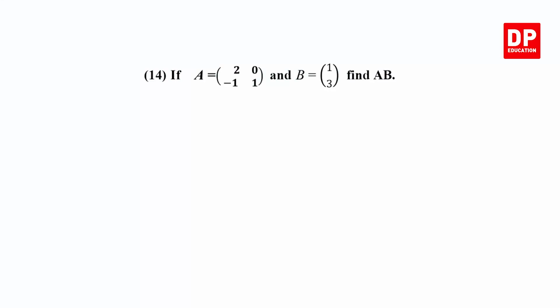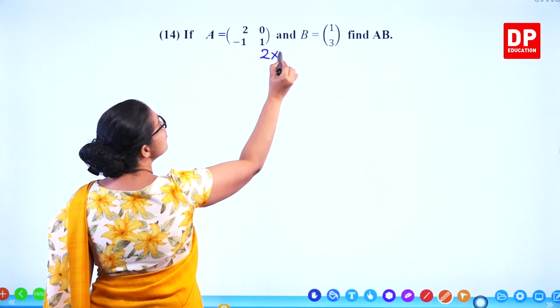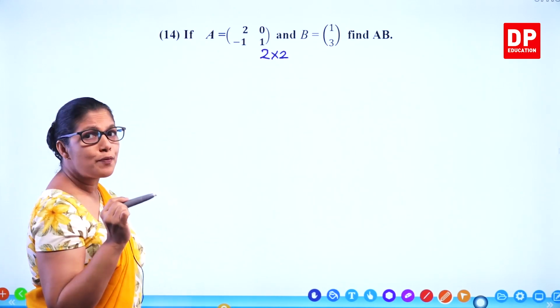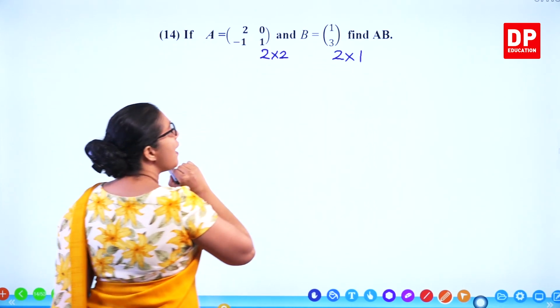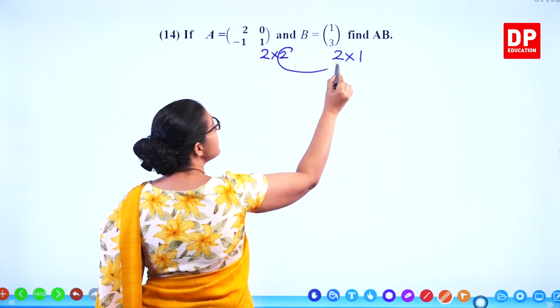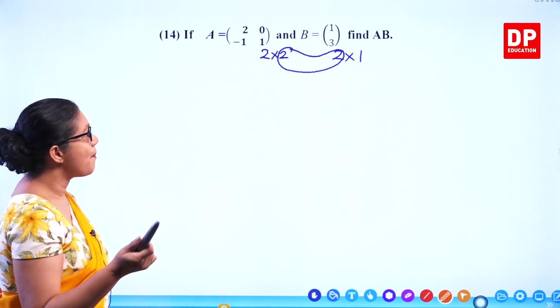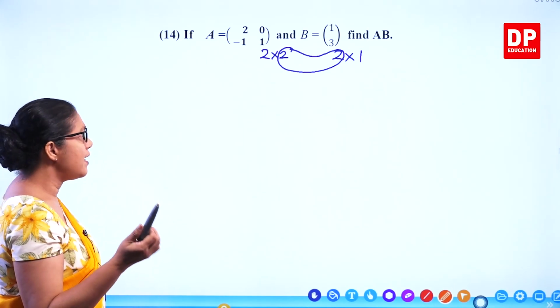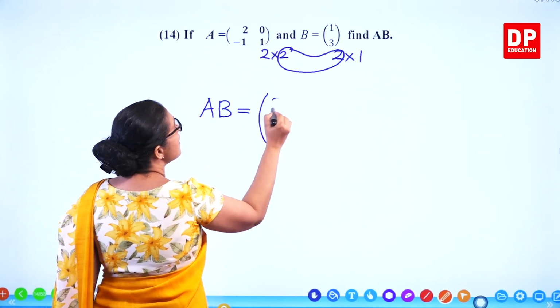Question number 14, matrix question. If A is this and B is this, find AB. What's the size of this matrix? This is a 2 by 2 matrix, 2 rows and 2 columns. What about B? 2 rows and 1 column, 2 by 1. Can you multiply? Yes, we can, because the number of columns in the first matrix is equal to the number of rows in the second matrix. Then you can multiply. So AB multiplication you can do.